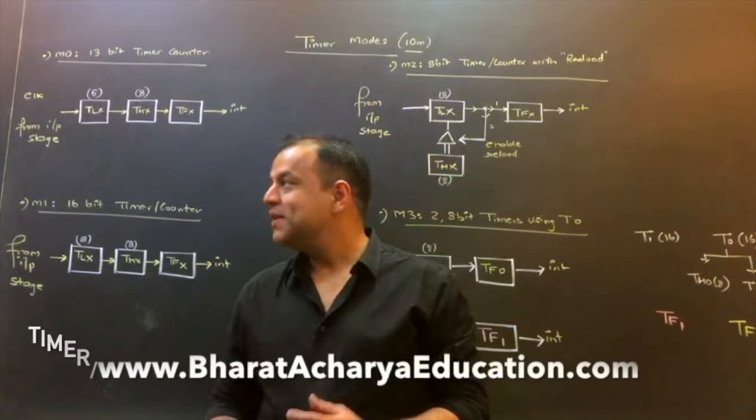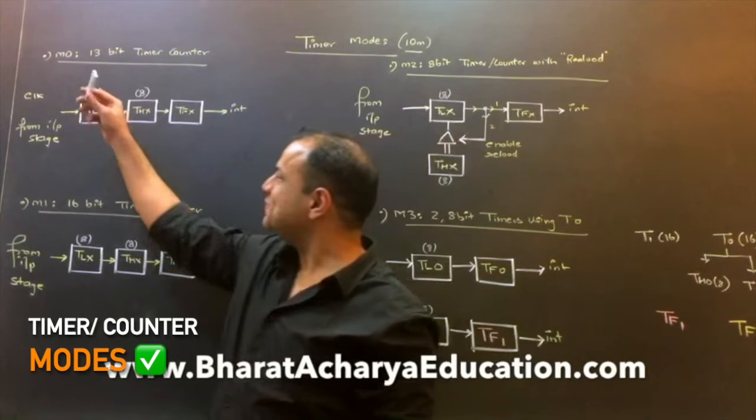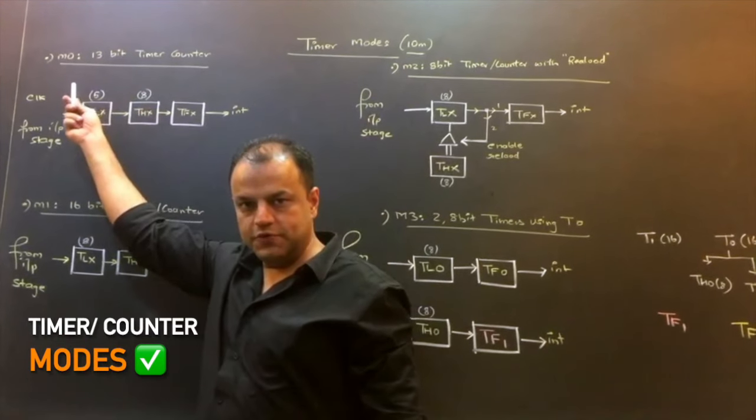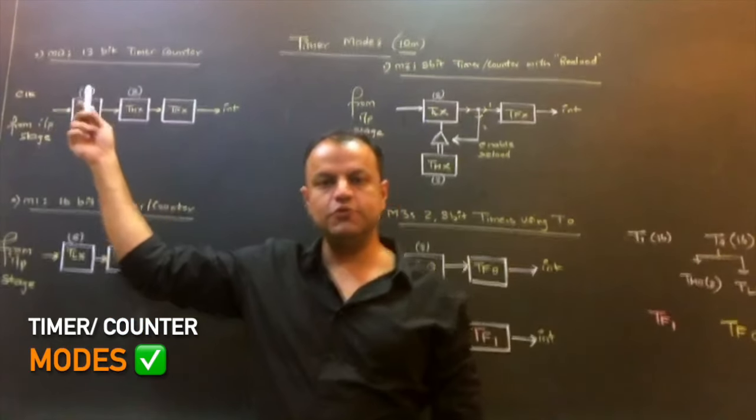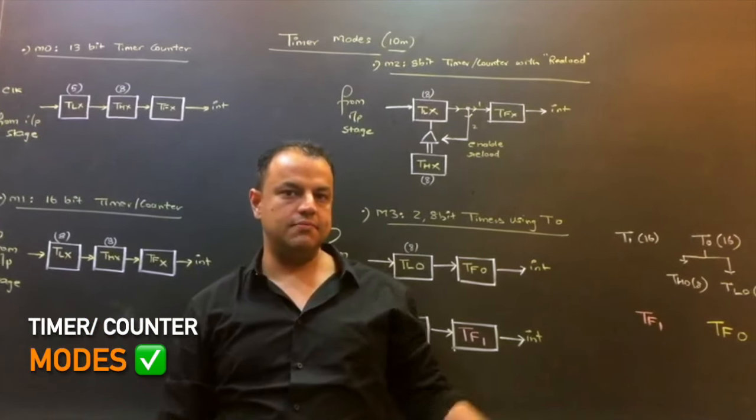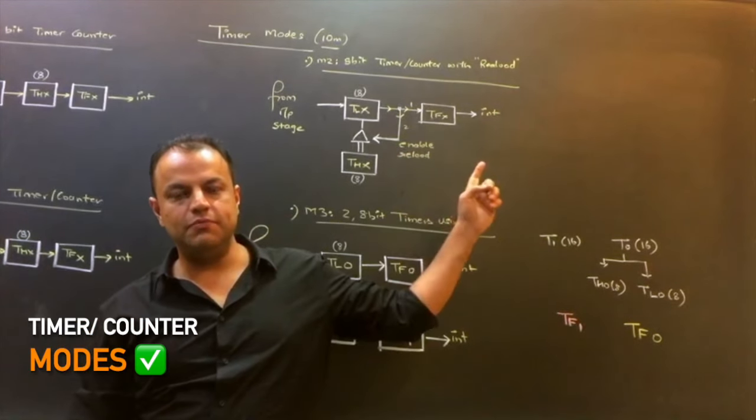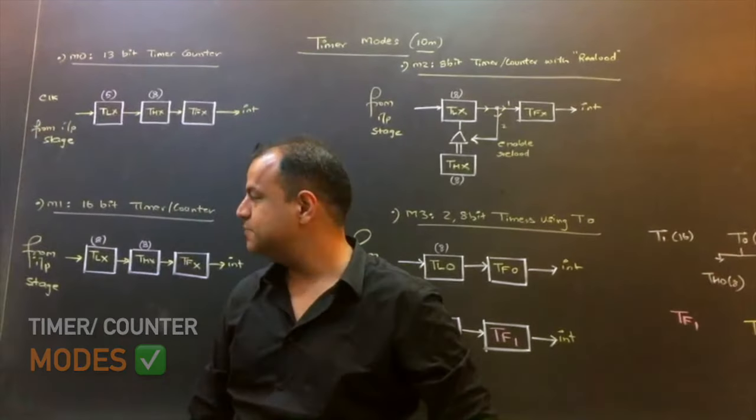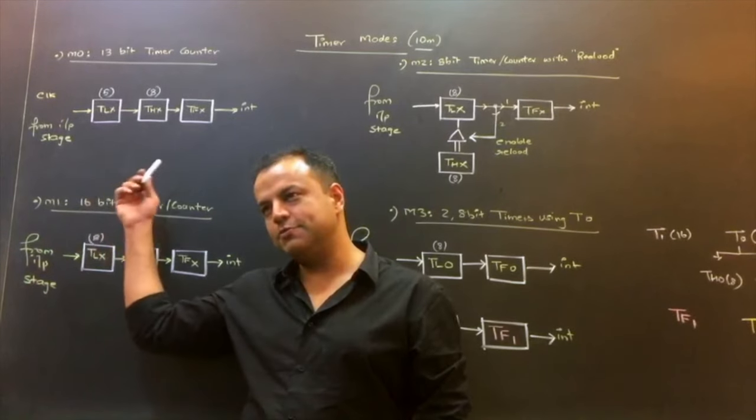Okay, so now we're going to learn the modes of the timer. This is very easy and very light. So this is mode 0, mode 1, mode 2, mode 3. Mode 0 is called 13-bit timer, mode 1 is 16-bit timer, mode 2 is 8-bit with auto reload, and mode 3 is two 8-bit timers using timer 0. Okay, let's start. To be honest, I'm going to explain only the first mode.